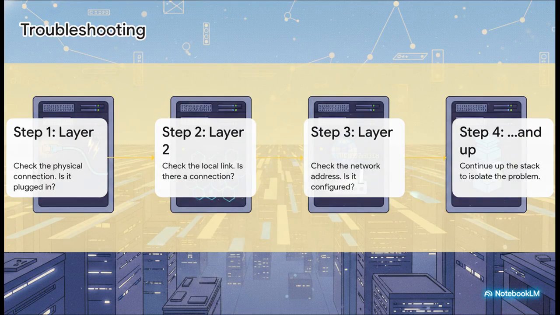So why does all of this actually matter in the real world? Well, one word: troubleshooting. When your internet is down, tech support is basically using this model. They always start at the bottom. Is the cable plugged in? That's layer 1. Do you see a blinking link light? That's layer 2. Can we get an IP address? That's layer 3. It's a perfectly logical checklist to find the source of pretty much any problem.